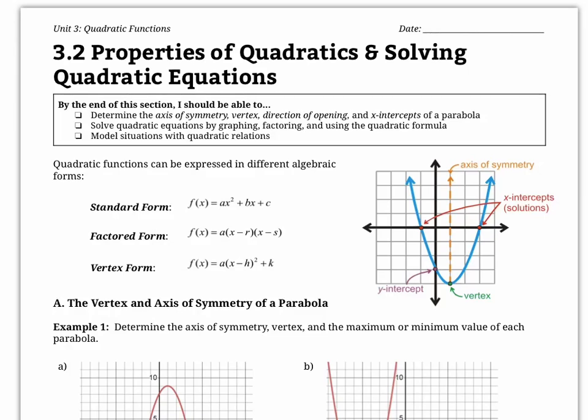In part one of this lesson, we're going to review concepts that we learned about quadratics when we were in grade 10. Specifically, we're going to take a look at properties of parabolas or quadratics. We're going to look at the axis of symmetry, the vertex, direction of opening, and the x-intercepts. And we're going to also remember how to solve quadratic equations. And we know we can solve them by graphing, factoring, and using the quadratic formula.